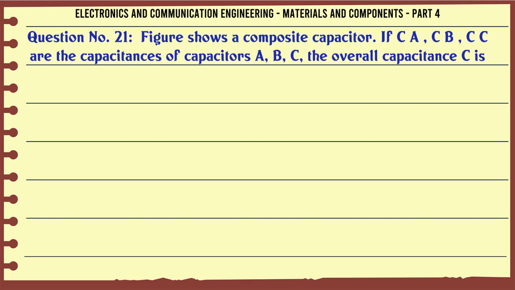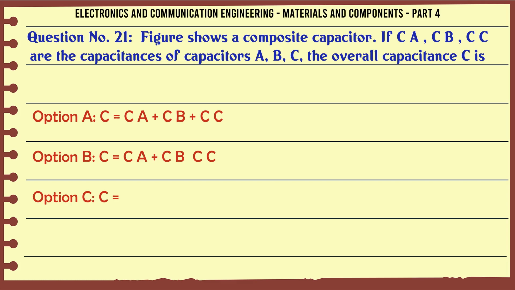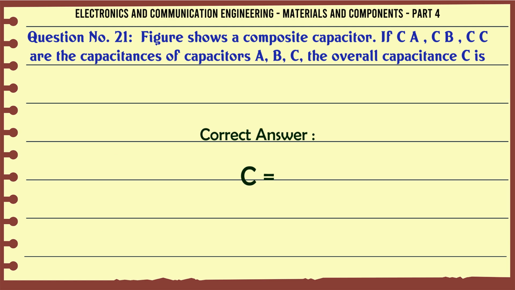Figure shows a composite capacitor. If CA, CB, CC are the capacitances of capacitors A, B, C, the overall capacitance C is given by options A, B, C, D. The correct answer is C.